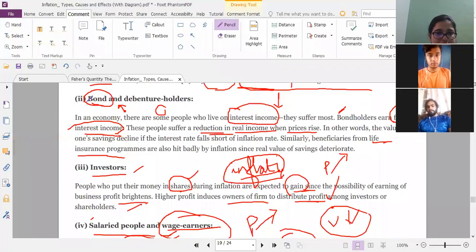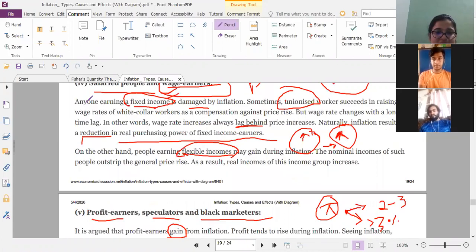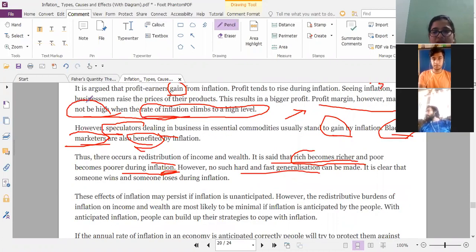And we saw who are at gain? The rich people, ma'am. Black marketers, speculators, businessmen, investors, they are all getting profit from inflation. So inflation is good for them.